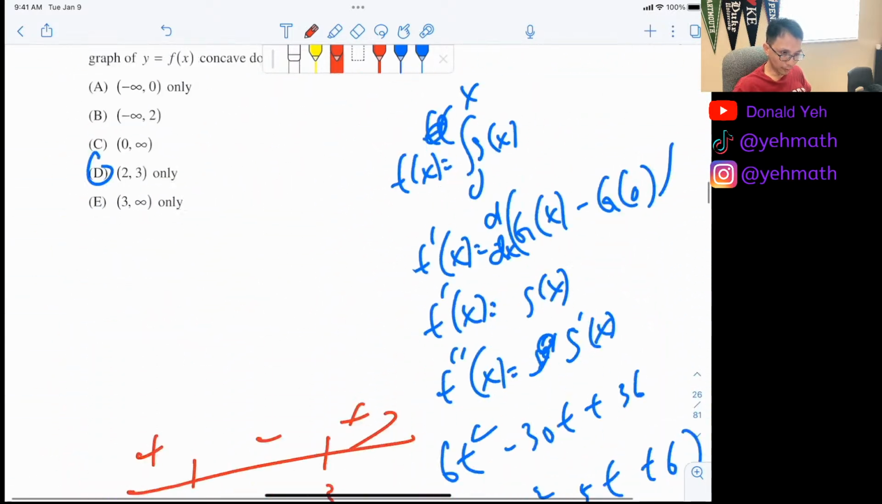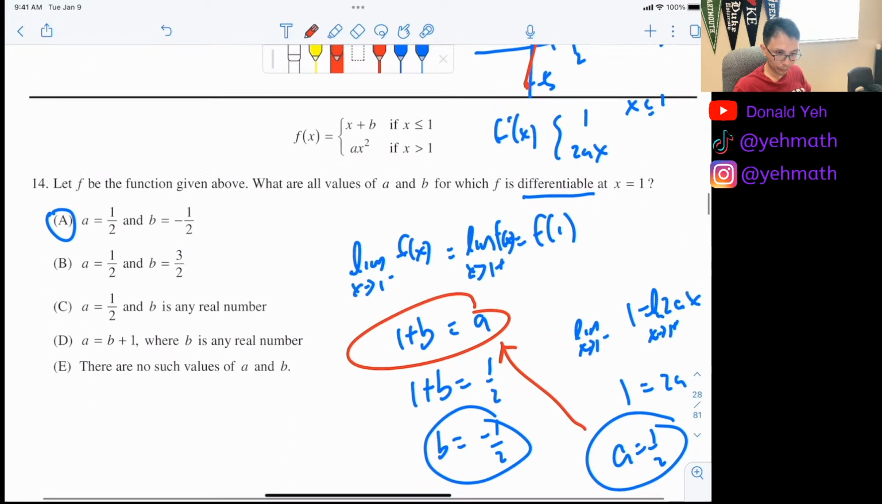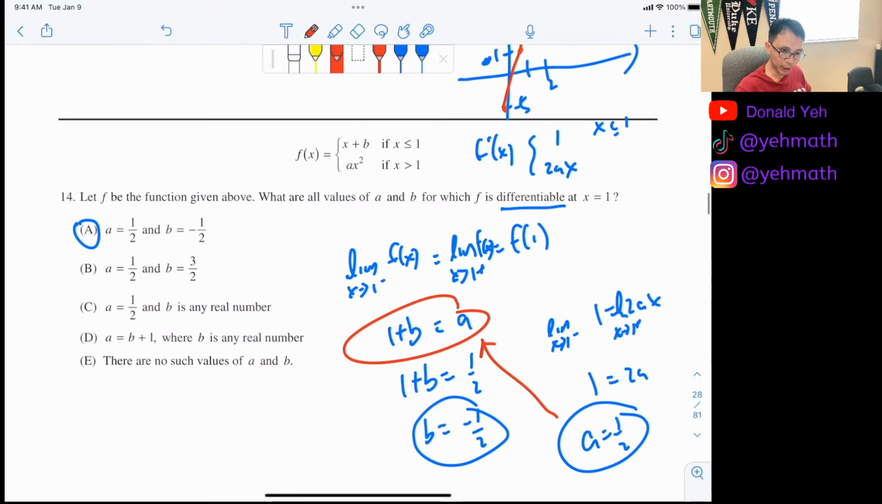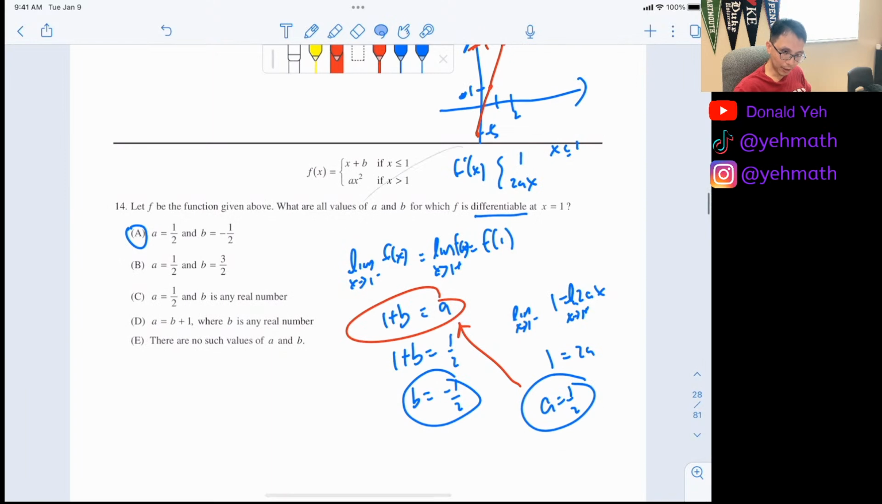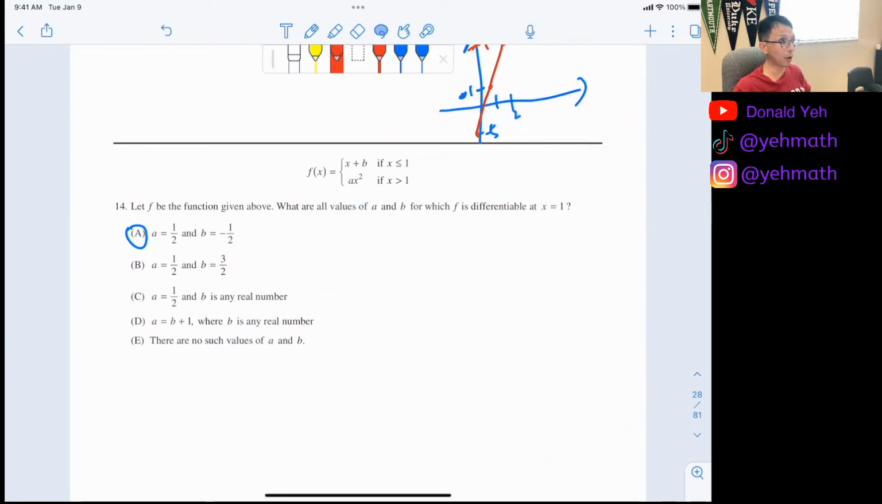Okay, so 14, I'm going to talk about this again. So 14 is a very good question. Imagine this question is an FRQ. You should always look at this: they usually ask continuous or differentiable. They prefer to ask differentiable because if it's differentiable, you must check continuity.